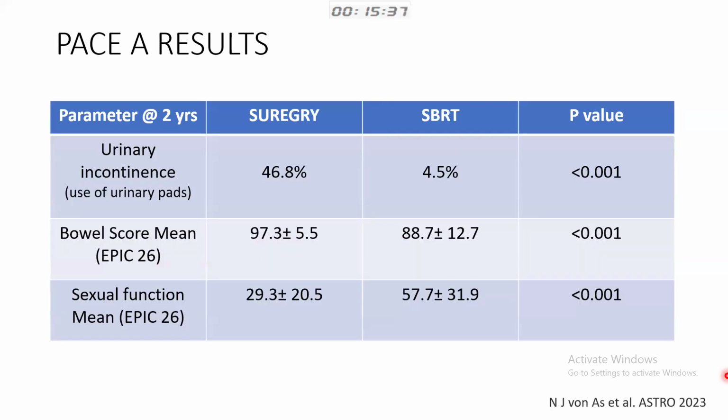Now coming to the PACE-A results, which compares the surgery versus the SBRT in low and intermediate risk patients who are eligible for surgery. So in this, as we can see, surgery does poorly in terms of urinary incontinence and sexual functions, but surgery has a better bowel score than SBRT as per the quality of life results.